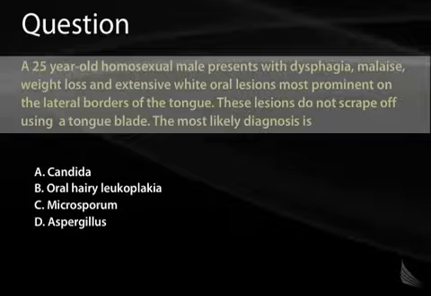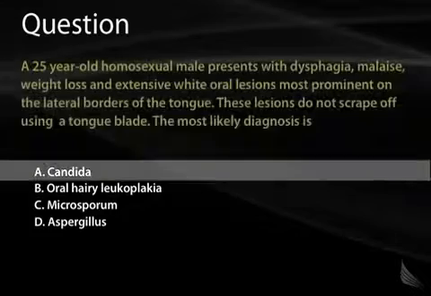What you have here is an immunocompromised homosexual male, and they've got white puffy lesions on their tongue. You would think about oral hairy leukoplakia, except they need to tell you a little bit more about the viral etiology. With this clinical presentation, the most common diagnosis is Candida.